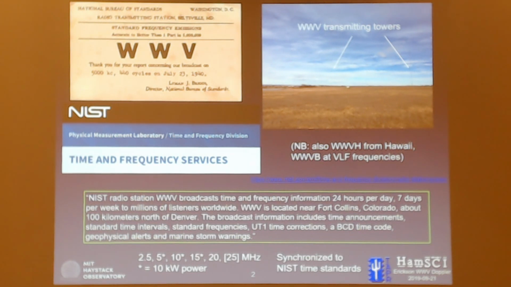WWV does a whole lot more than just tick away. If you listen at the top of the minute, by the way, some of the ticks are double ticks and some of them are just once. That actually tells you what the correction time is between UT1 and the normal UTC. UT1 is the Earth time reference to the celestial reference frame.